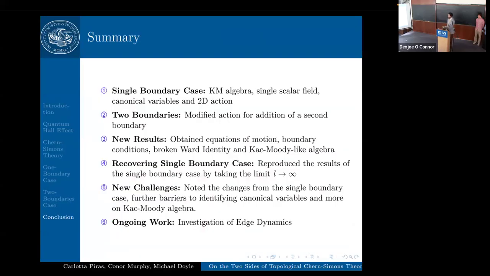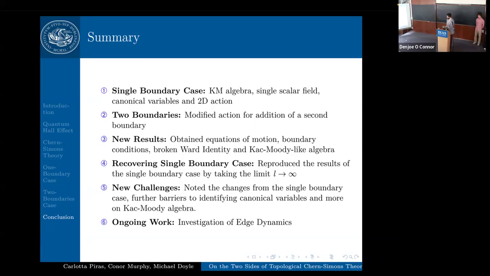So in summary, we started by looking at the single boundary case from a QFT perspective and recovered the already known results. We got the Kac-Moody algebra, a single scalar degree of freedom, and identified the canonical variables and the 2D action. Then we modified the action to take into account the existence of a second planar boundary. We obtained new results for the equations of motion, the boundary conditions, the broken Ward identity, and the algebra. We recovered the already known results for the single boundary case by considering the limit of L being sent to infinity.